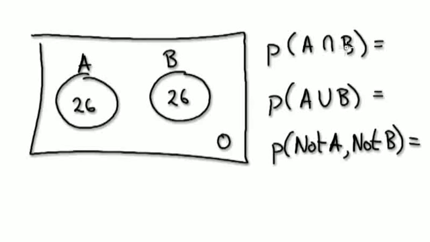So here, probability of A and B. You've got to find somewhere where it's in A and it's in B. If you're here, you're in A, but you're not in B. If you're here, well, there's no one out here because this is 0.